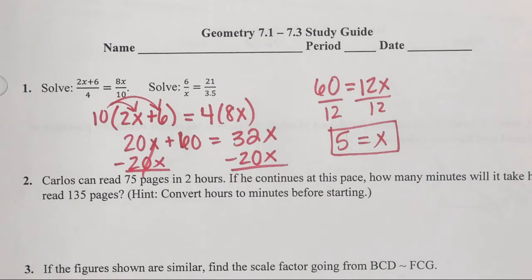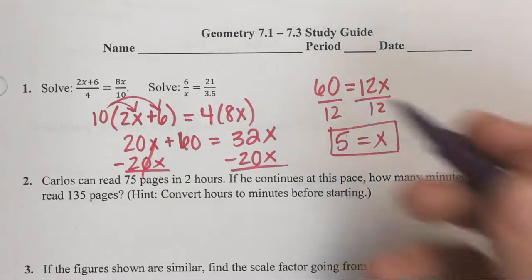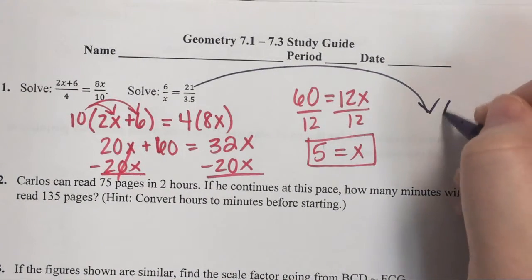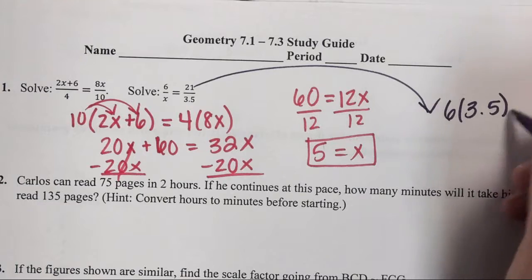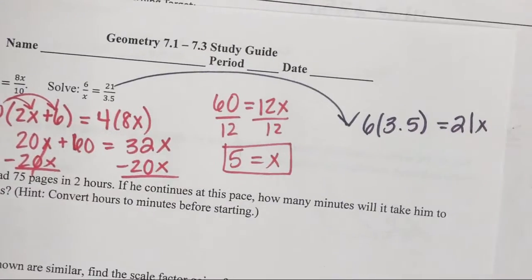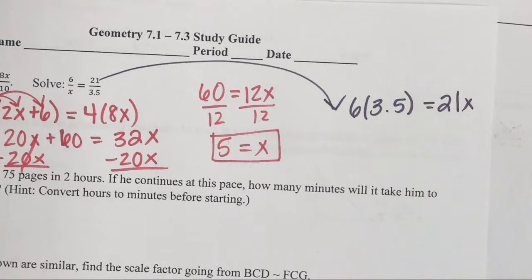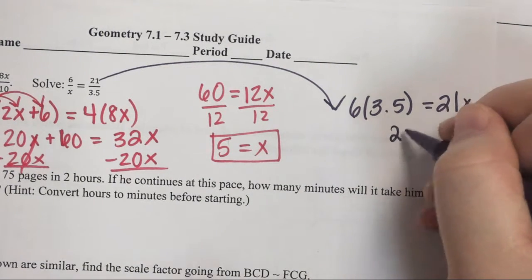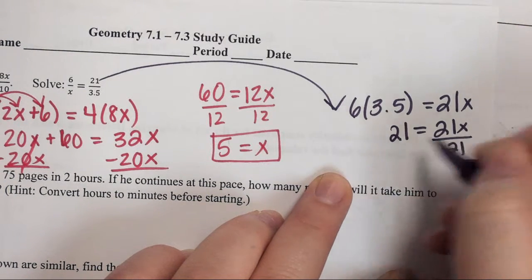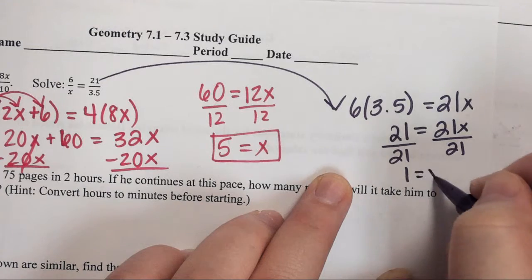On the second one, are there any questions about that one? Anyone have any issues with that one? On the second one, it looks a little harder because we've got some decimals, so I'm going to do 6 times 3.5 and 21 times x, or 21x. 6 times 3.5, what did you get for that? Is that 19? 21. Come on. So I got 21 equals 21x. So when I divide both sides by 21, I get x equals 1.